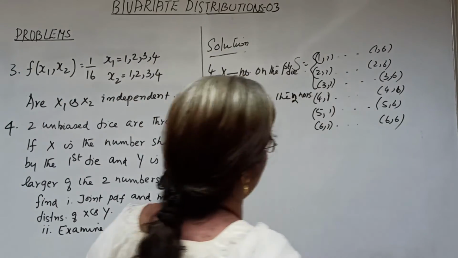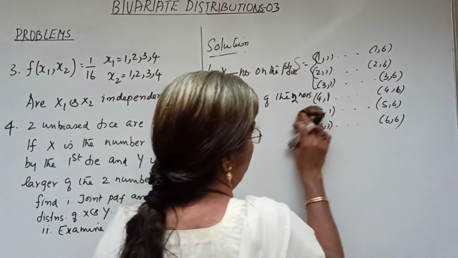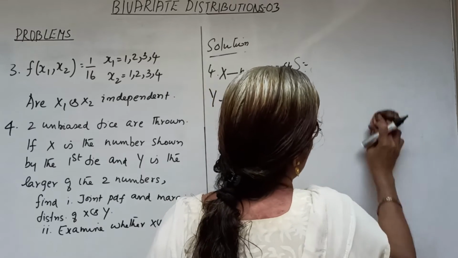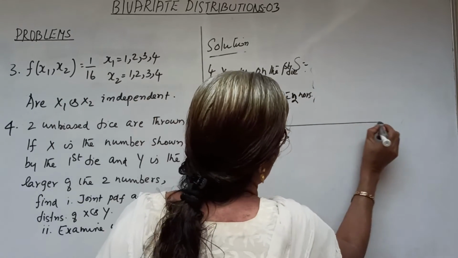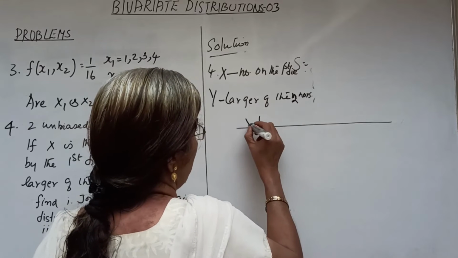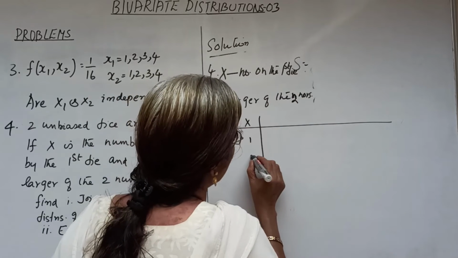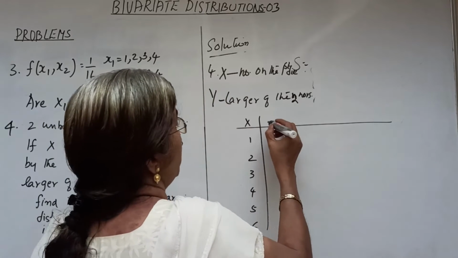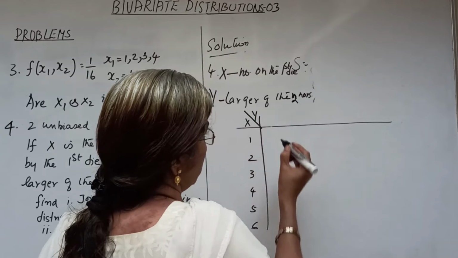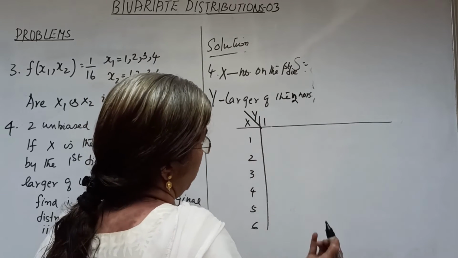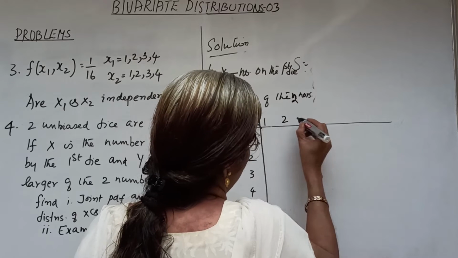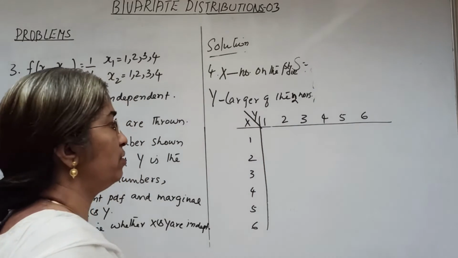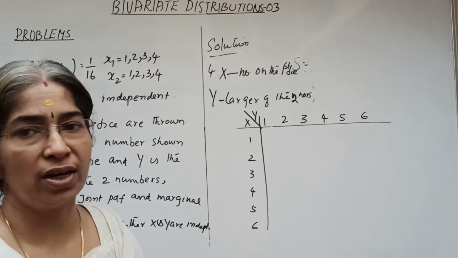So, it's a challenging one; let us consider the probability distribution. I am considering the table. We have to take x as the number on the first die, so x takes 1, 2, 3, 4, 5, 6. Y again 1, 2, 3, 4, 5, 6. For (1,1), the larger is 1. For (2,1), the larger is 2. That is, y also takes the values 1, 2, 3, 4, 5, 6.